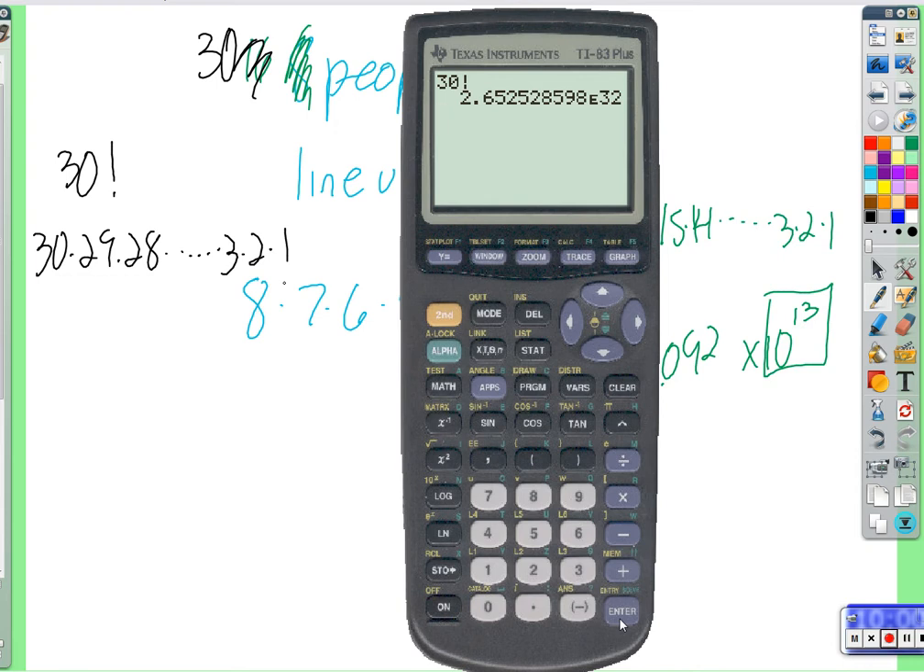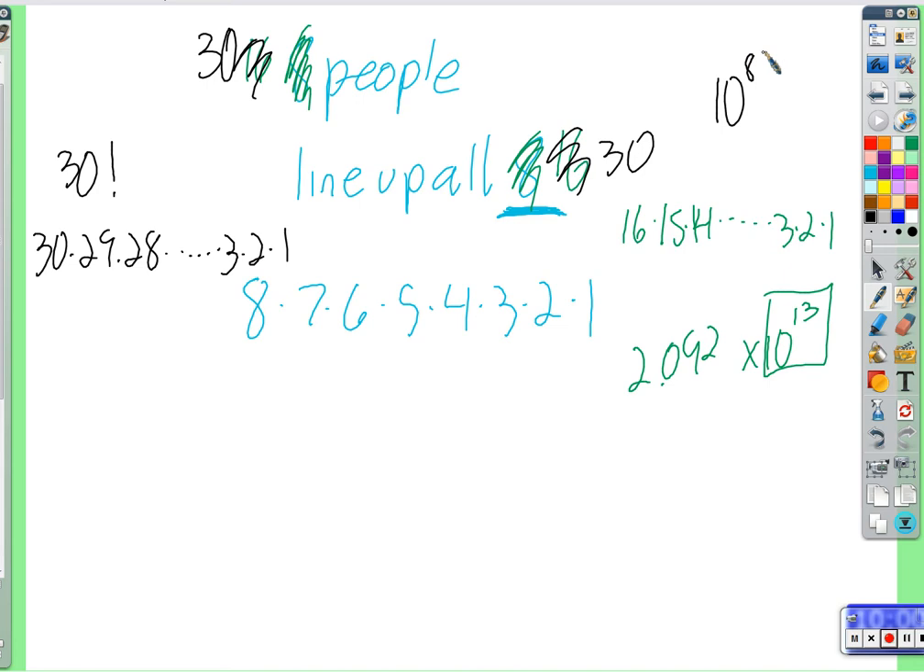Just to give it some perspective, so this is times 10 to the 32, right? So roughly this number is the number of particles in the universe. Okay, so it's not quite that big, but it's getting close. 10 to the 86 particles in the universe.